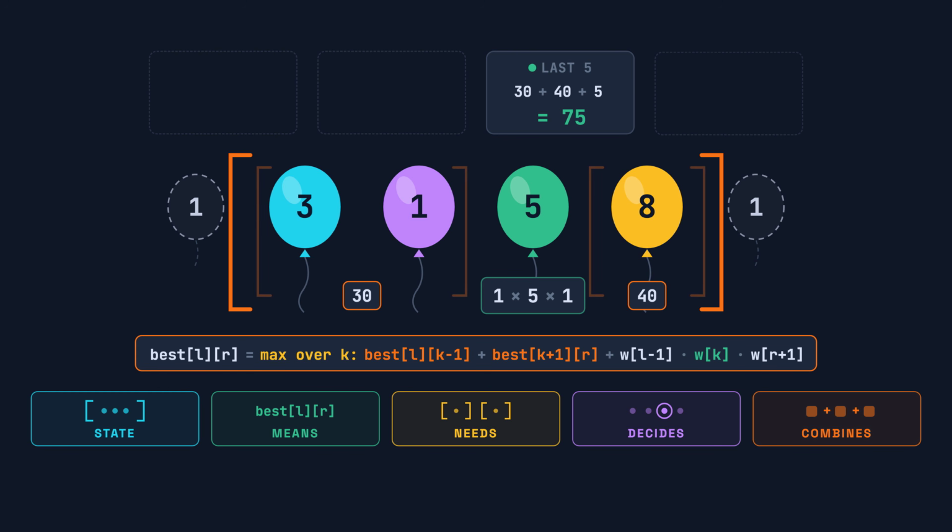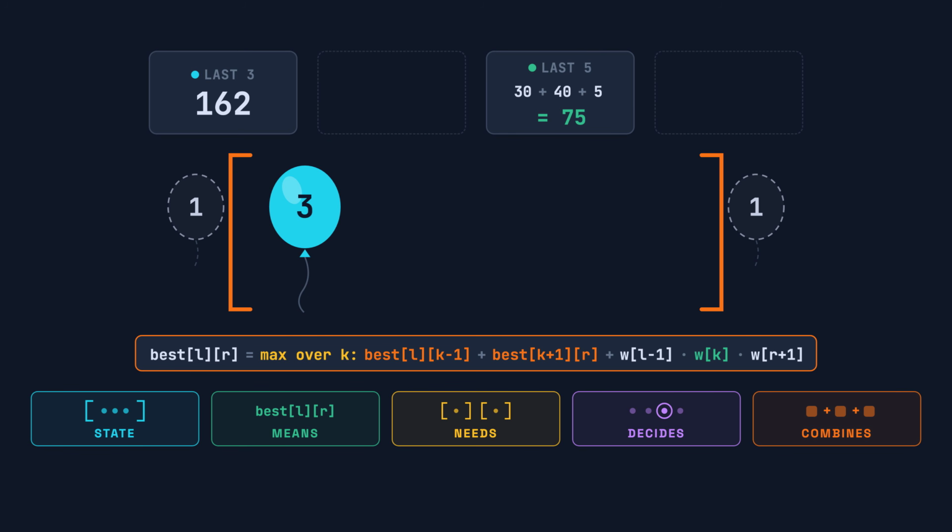So let's finish our 4 balloons. We already worked out one candidate. If the 5 goes last, the total is 75. Now do the same for the other 3. If the 3 goes last, 162.